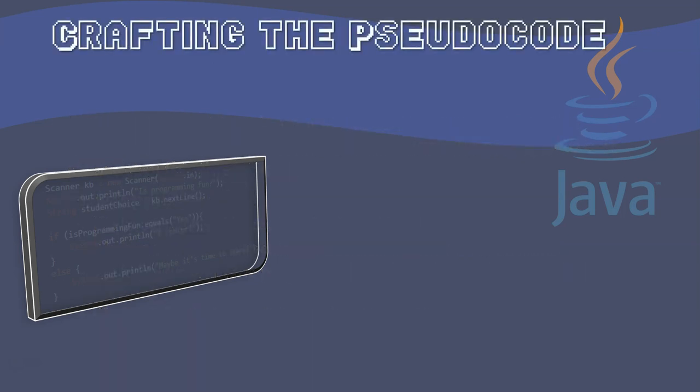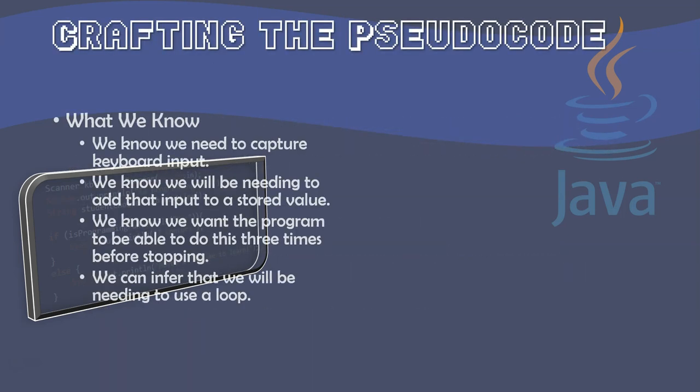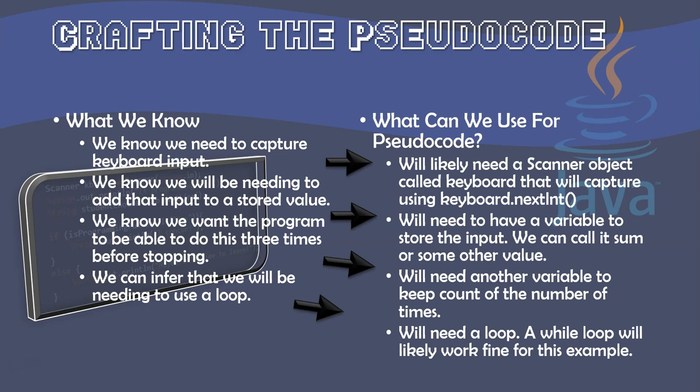So let's actually start crafting the pseudocode based upon the knowledge that we have. Well, what do we know? We know we need to get keyboard input. We know we're going to be needing to add that input to a stored value. And we know we want the program to be able to do this 3 times before stopping. And we can infer that we're going to be needing to use a loop. Therefore, we can translate this into actually what we want to have for pseudocode.